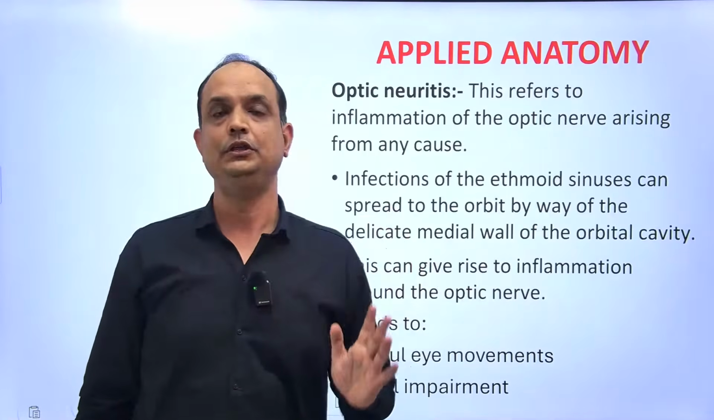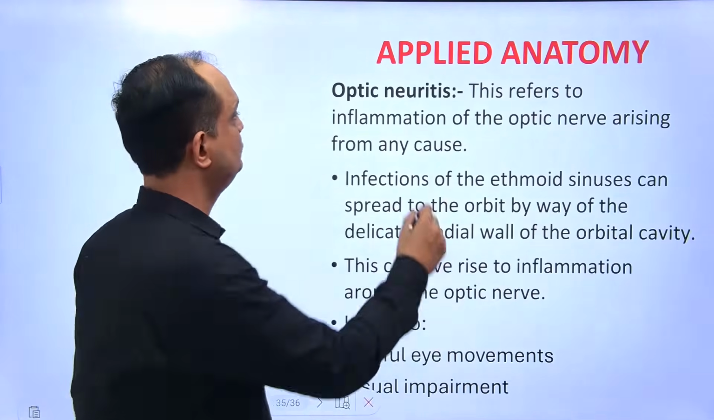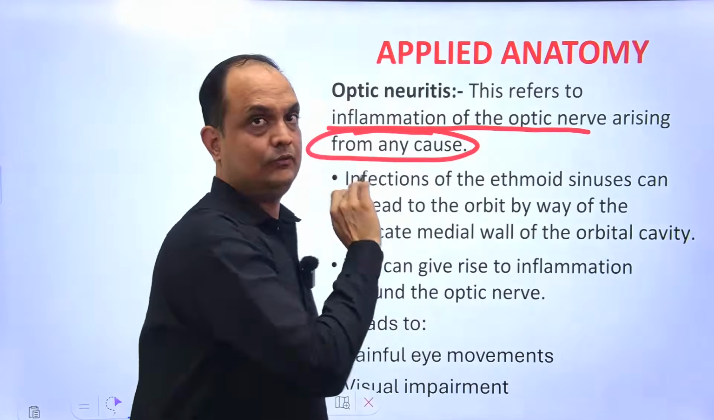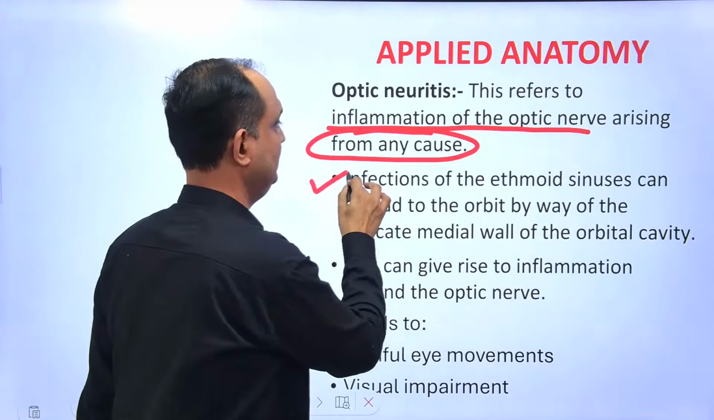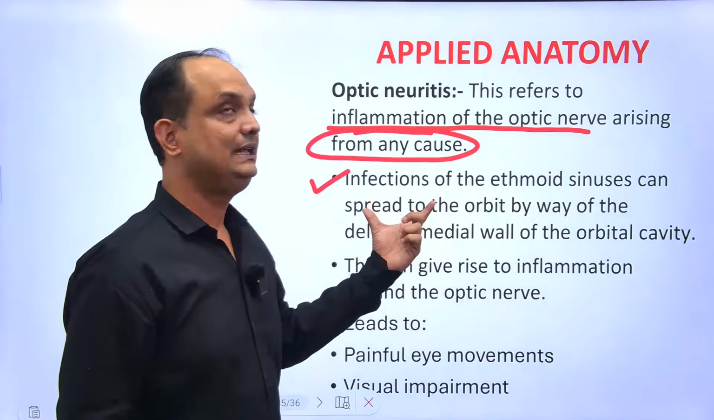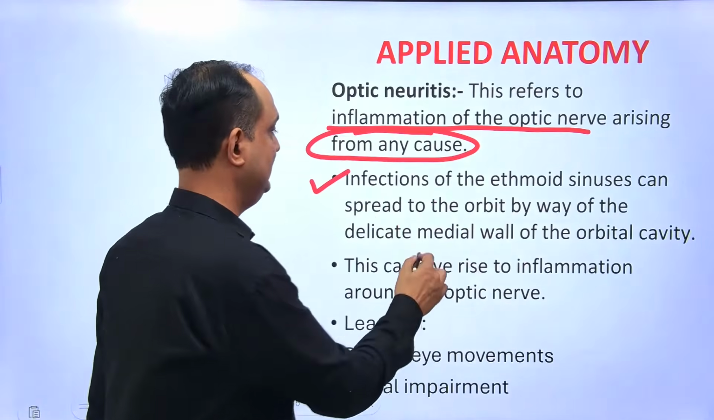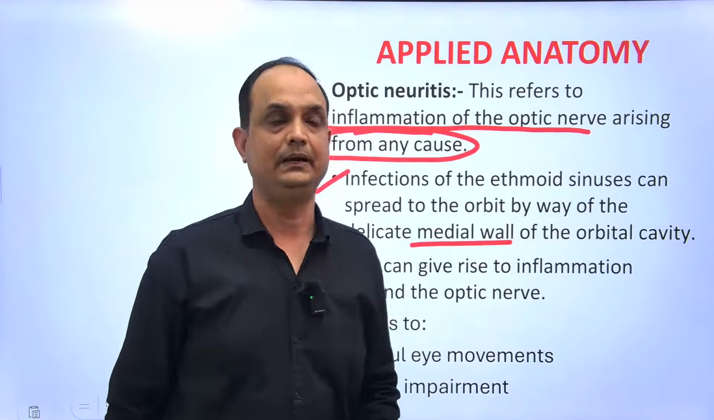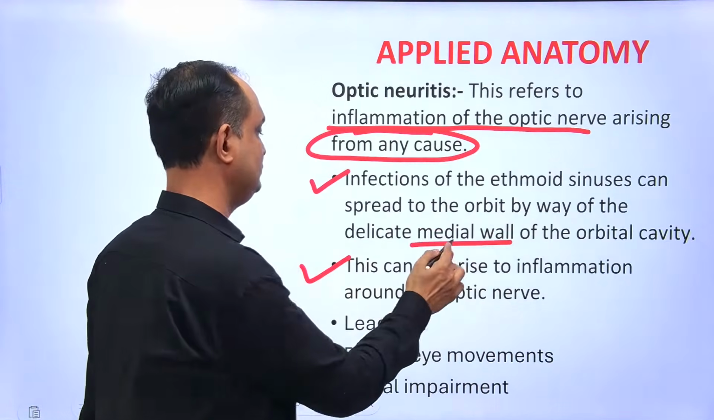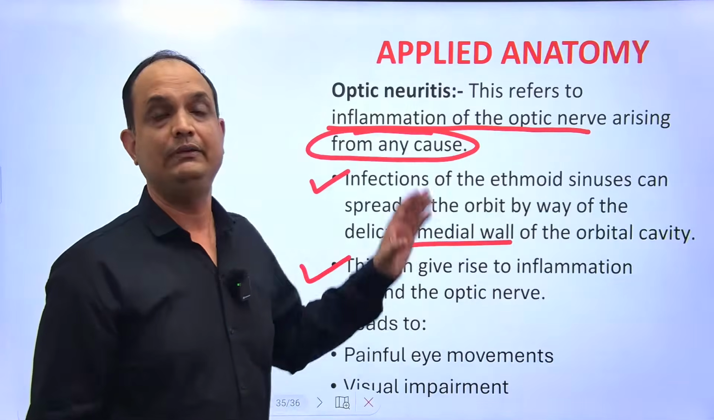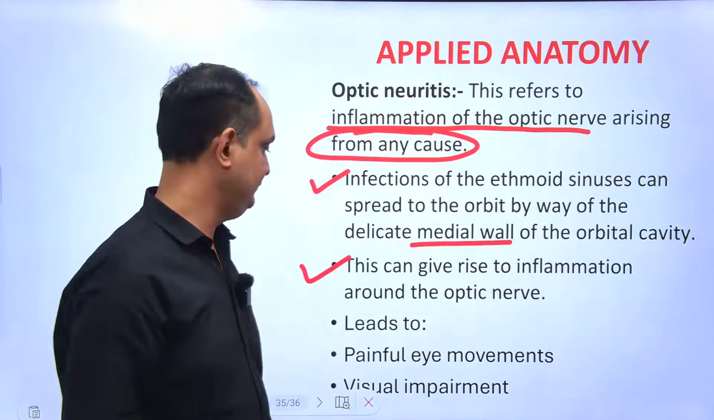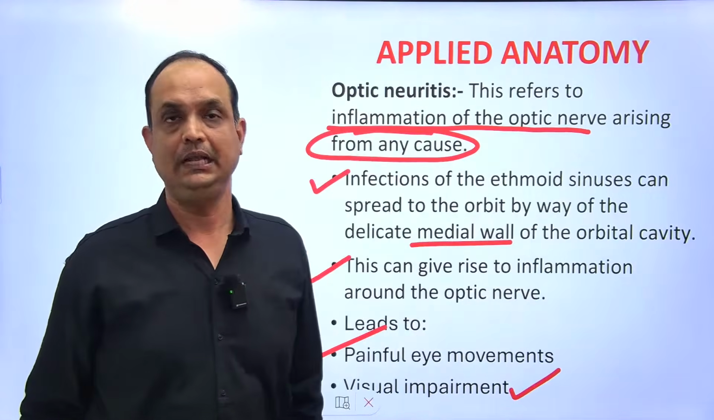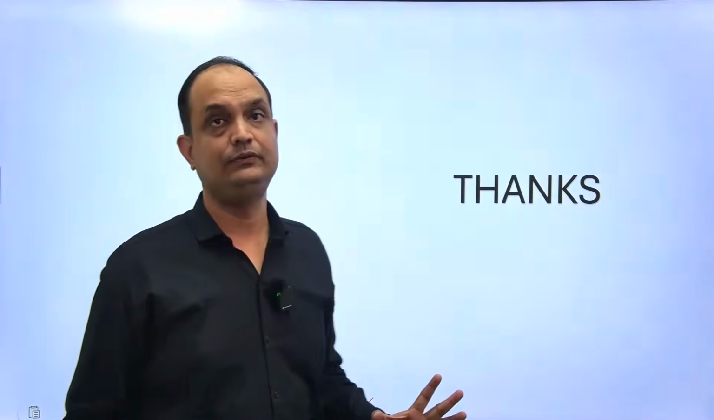What is optic neuritis? Itis means inflammation, so inflammation of the optic nerve, which may occur because of any cause. For example, I told you, if there is an infection or inflammation in the ethmoidal sinus, it can spread to the orbit through the medial wall, and we have seen that this medial wall is in direct relation with the canalicular part. Second, it can give rise to inflammation around the optic nerve. Whenever a person has optic neuritis, he presents with painful eye movement and visual impairment. Clear?